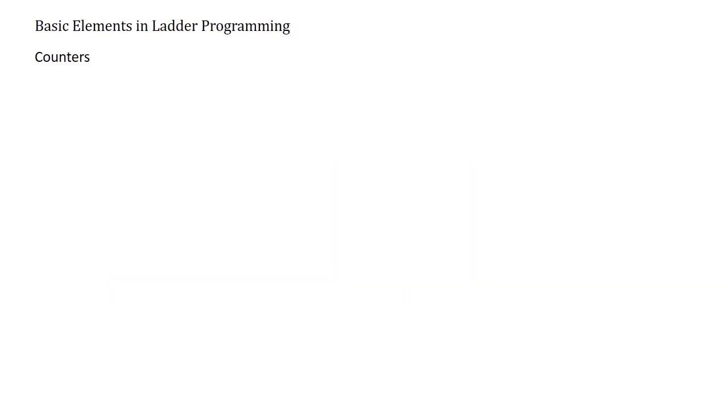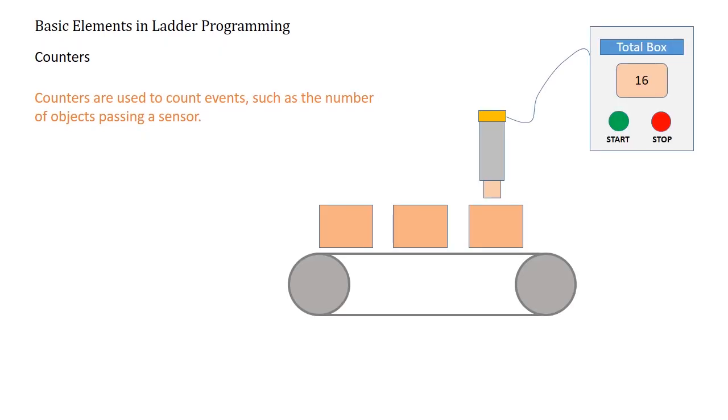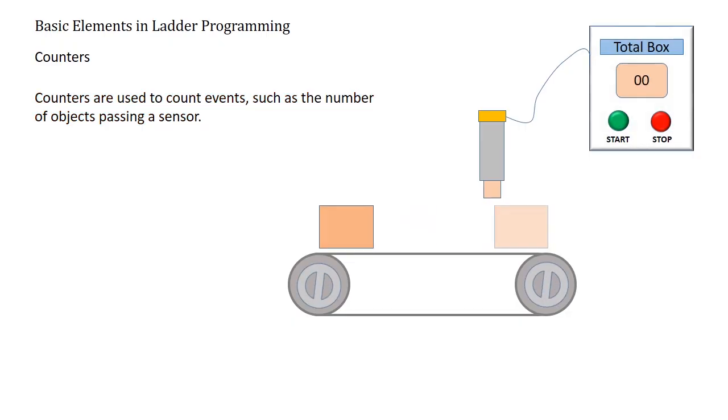Another important element in ladder programming is counters. As the name suggests, counters are used to count events, such as the number of objects passing a sensor. In an automated system, you might want to know how many items have been produced as finished products. You may even want to stop a conveyor or motor temporarily after a certain count. This is exactly where counters come in handy.